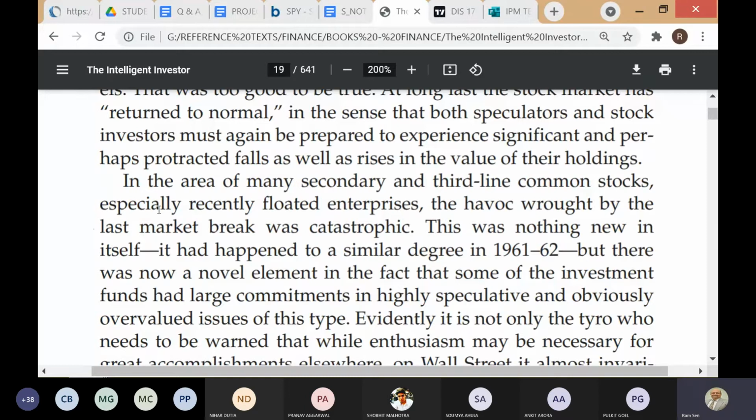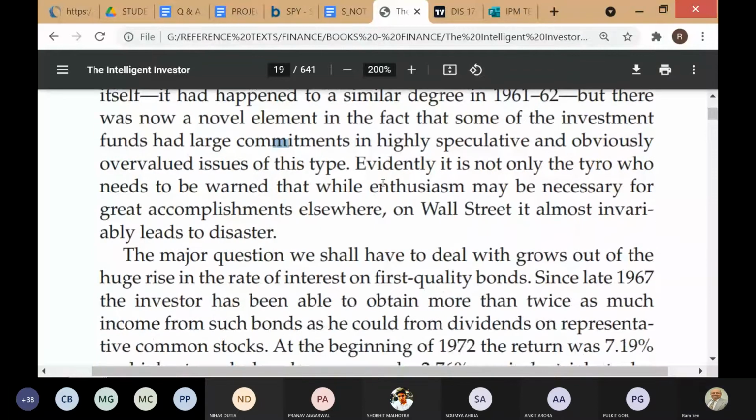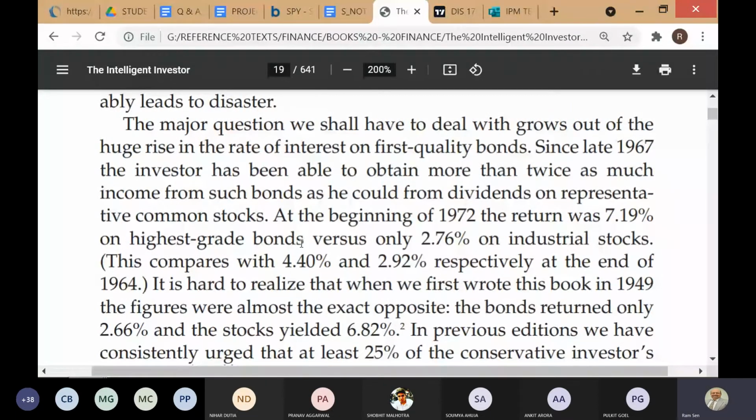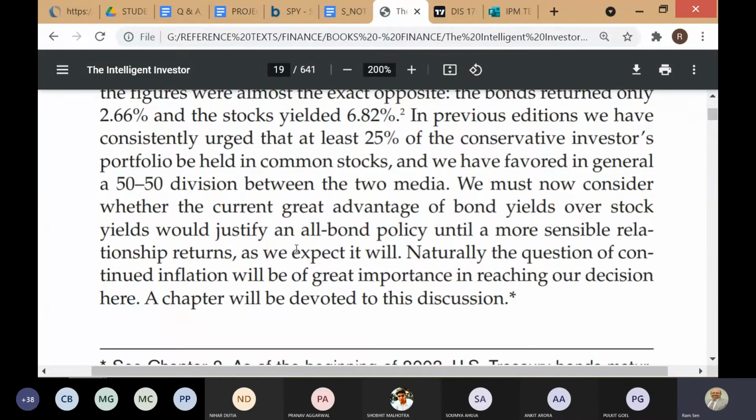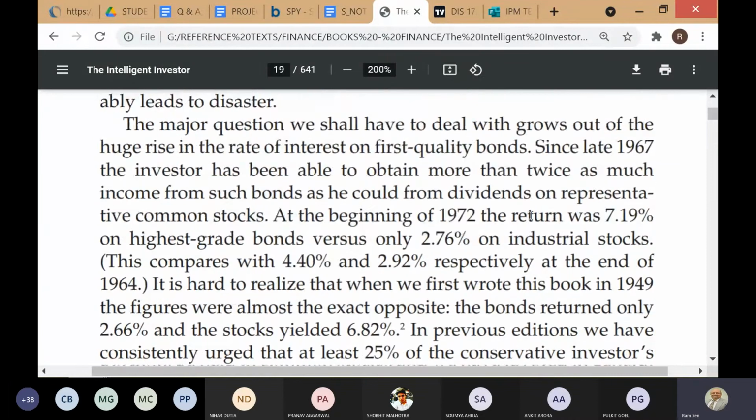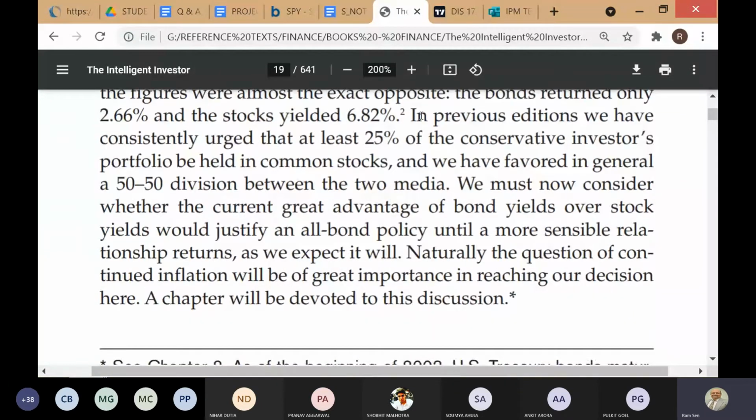All right. Because I've already submitted the attendance now, what were they talking about? Okay, so he's talking about various problems in the case of lower quality stocks, etc. The major question there is the high rise in the interest rate on high grade bonds. So if you see here, he's basically looking at what rate of return is available on bonds and stocks. He makes the statement about previous editions, whatever the split between bonds and stocks. Would it justify an all bond policy? This is the part that I have extracted.